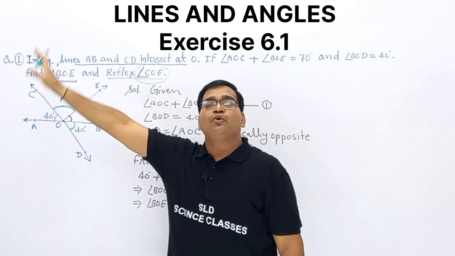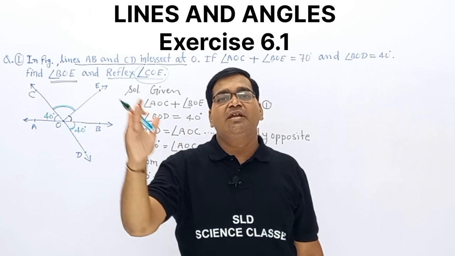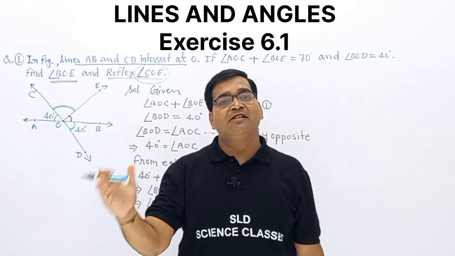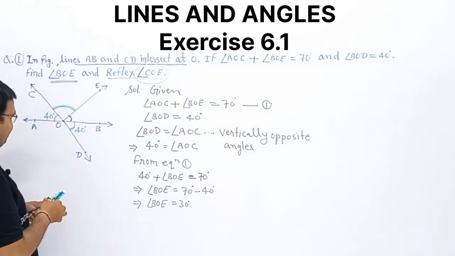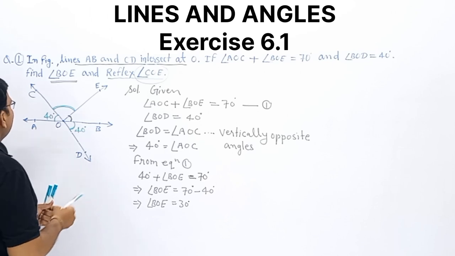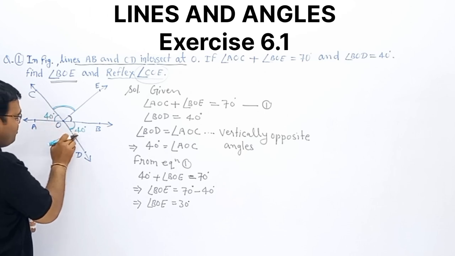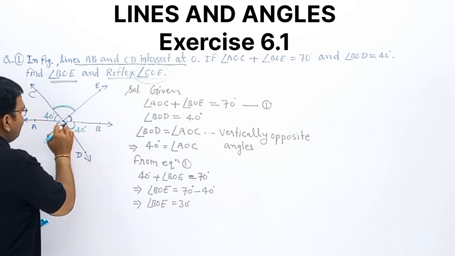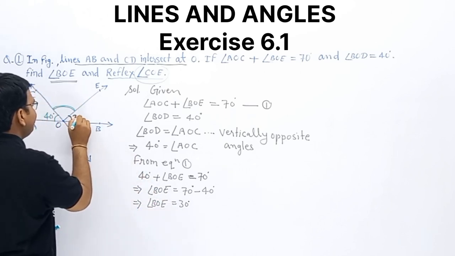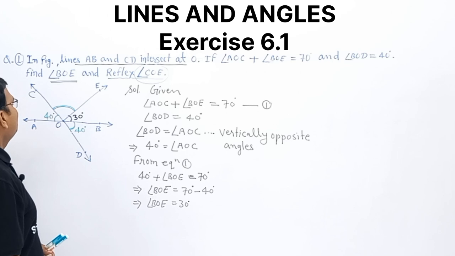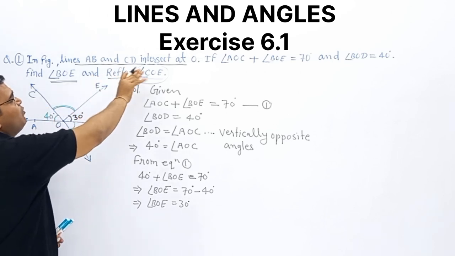So till now we used the vertically opposite angles concept. Clear? Now observe, angle AOC is vertically opposite to this one, so it will be 40 degrees. And this we obtain from the given relation: BOE is 30 degrees. Clear? Now our task is to find this angle, then its reflex we can find easily.